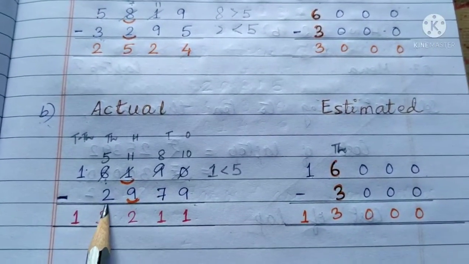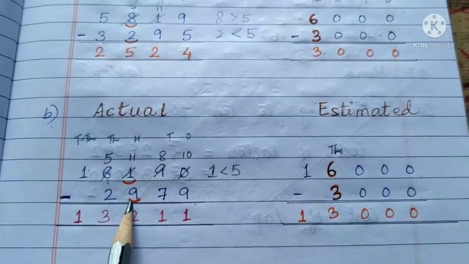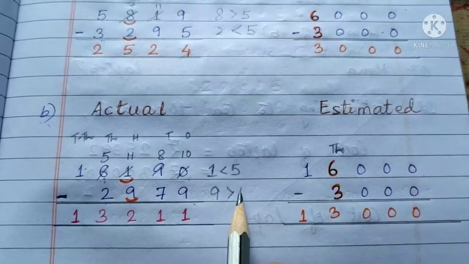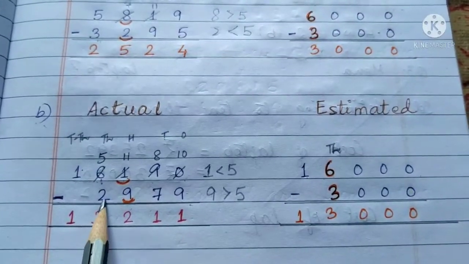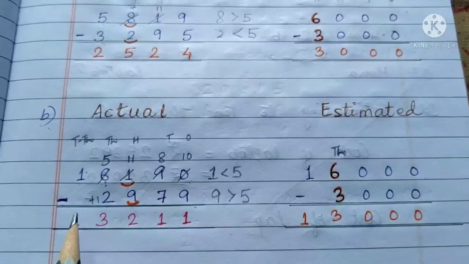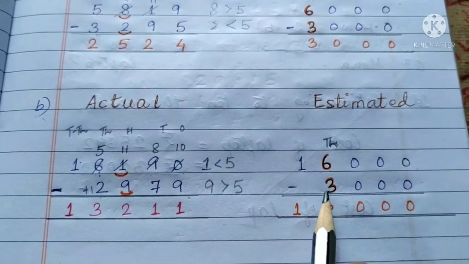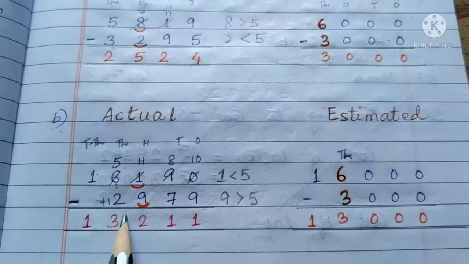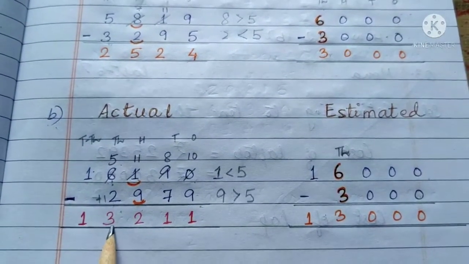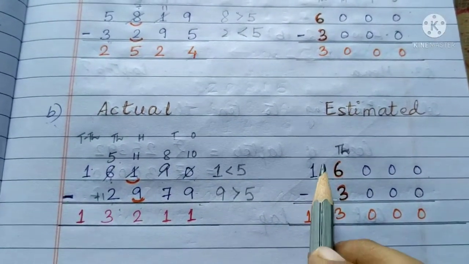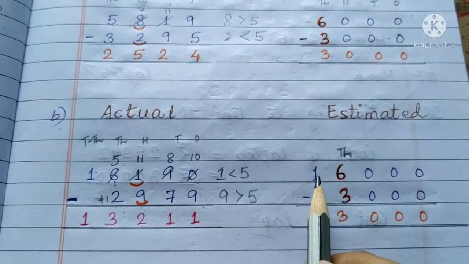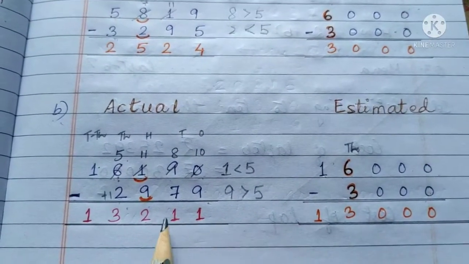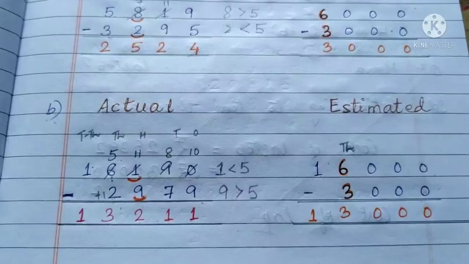Coming to the subtrahend, for thousands we check the digit at the hundreds place. Here it is 9. 9 is greater than 5. So the digit at the thousands place will be increased by 1. So 2 becomes 3. So it is rounded off to the nearest thousands as 3,000. So the actual difference after subtraction is 13,211. The estimated difference after subtraction, that is from 16,000 we subtract 3,000, the answer that we get is 13,000. They are very close to each other.